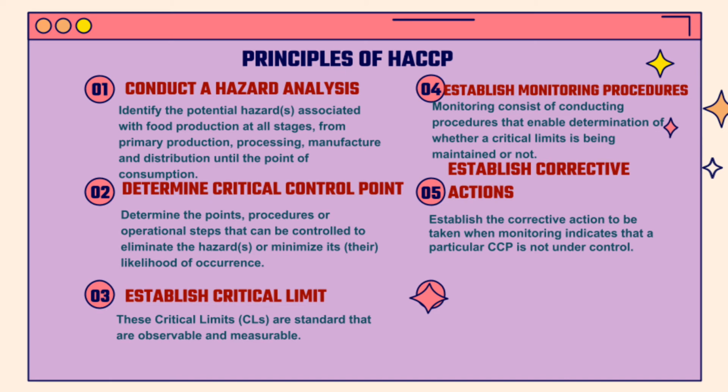Principle 5. Establish corrective action. The corrective action is to be taken when monitoring indicates that a particular critical control point is not under control. Action consists of specific outlined steps that dictate what is to be done to correct the cause of violation and what is to be done with the product that was produced while the critical limit was violated.